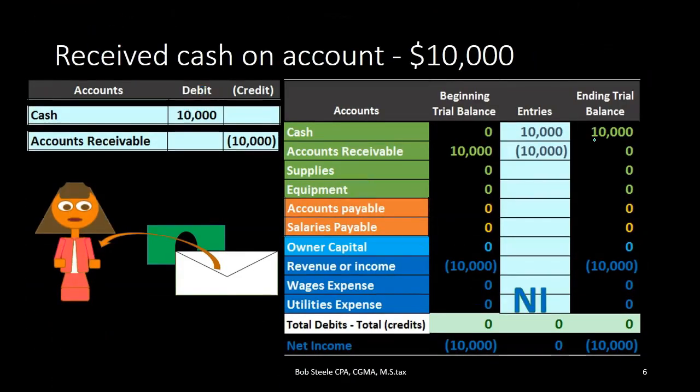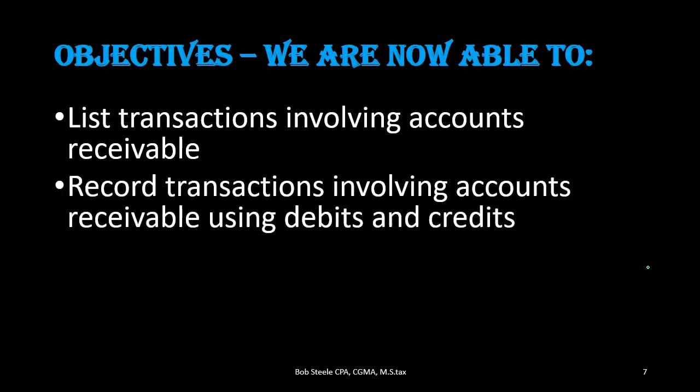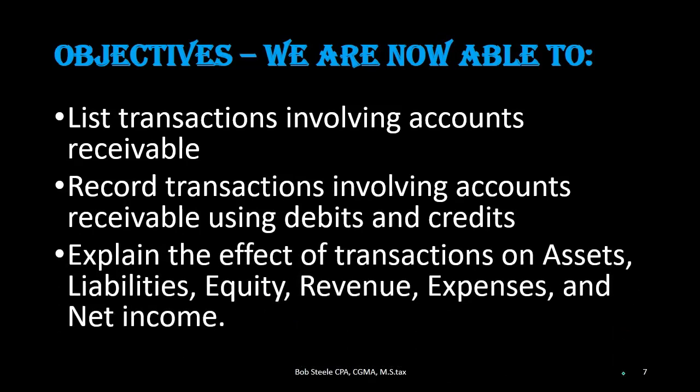If we look at the net income, no effect on net income. Note that although we got the cash now, we already recorded the net income in the past, and therefore in the current transaction in the middle column, nothing's happening to net income, and we are remaining at 10,000, representing net income calculated as revenue minus expenses. We are now able to list transactions involving accounts receivable, record transactions involving accounts receivable using debits and credits, and explain the effect of transactions on assets, liabilities, equity, revenue, expenses, and net income.